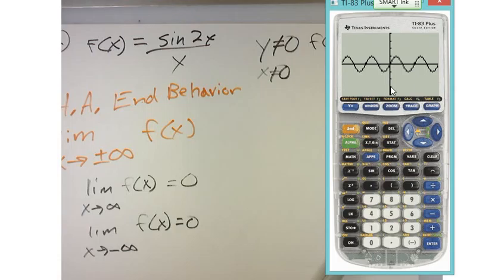Can sine of 2x equal 0? Now remember, the 2x part just changes the period of the function, it just shrinks the function down. So normally sine has a period of 2 pi, but when I put that 2 in the front, what is my period now going to be? 2 pi divided by 2, which is just pi. So I should have a 0 at pi over 2. So what I should be able to do is hit trace and enter in pi over 2.